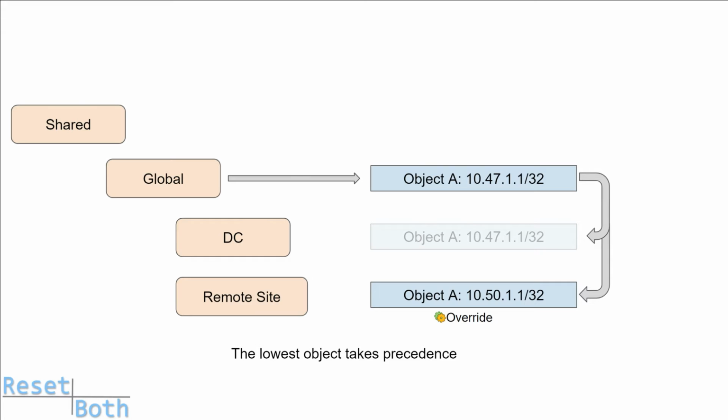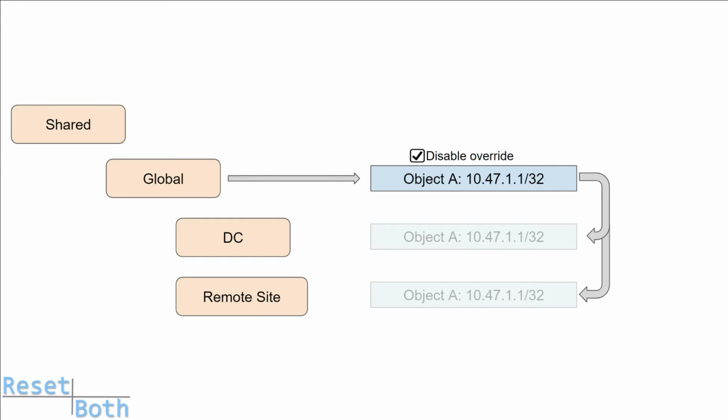Here, object A in the Remote Site device group has a different value than the DC device group. What if I want to prevent this from happening? Let's say I have role-based access control configured, and I want to prevent a firewall administrator who only has access to a specific device group from overriding important objects. I can go into the original object and check the box Disable Override, preventing any overrides on child device groups.